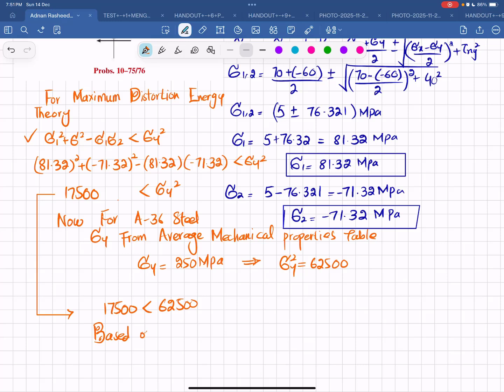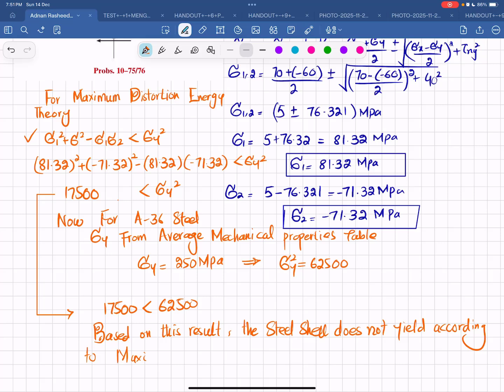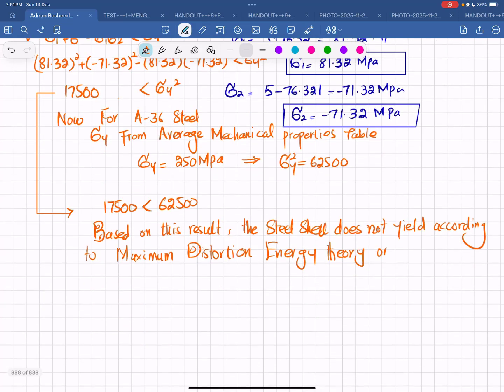So based on these results, the steel shell does not yield according to the maximum distortion energy theory, or it is also known as the von Mises theory or von Mises criteria.